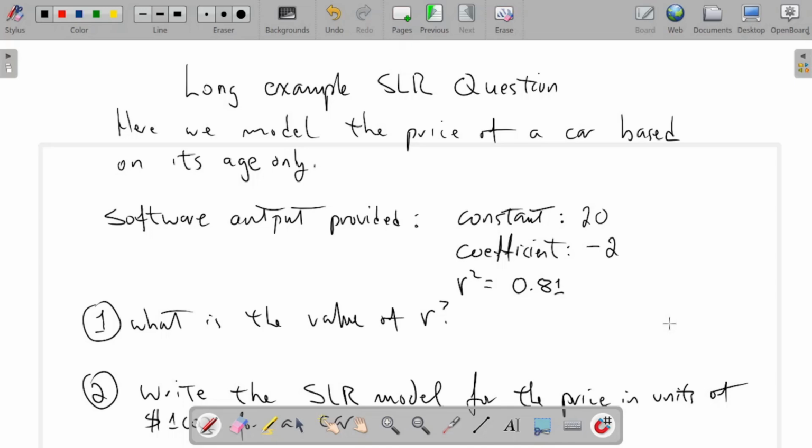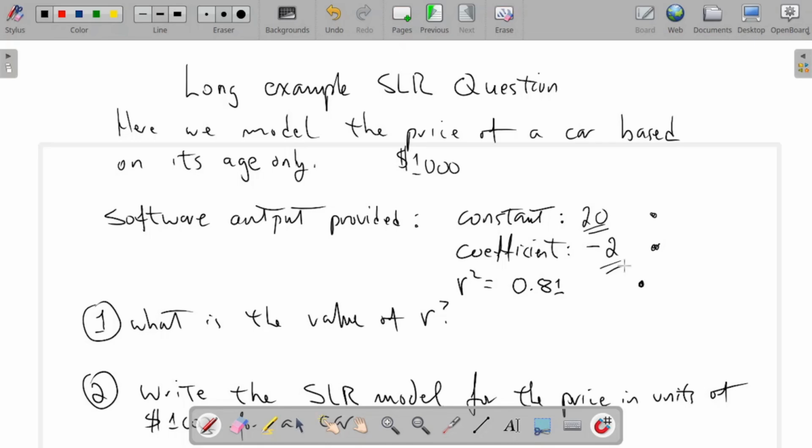We're told that the value of the constant is 20 and that the coefficient is -2, and the coefficient of determination is 0.81. One thing I should have mentioned, we have it down here anyway, but the price of the car is modeled in units of $1,000. No one expects to get a car for $20, so the constant here then represents 20,000, and the coefficient -2 represents a depreciation of -2,000 for each year the car ages.